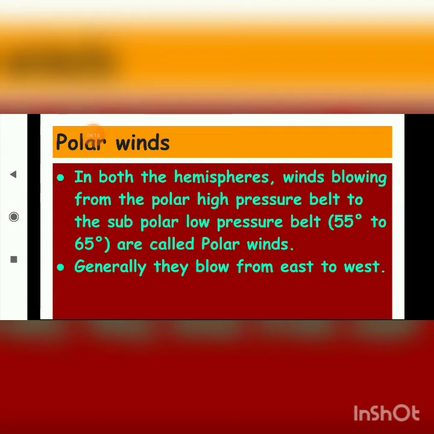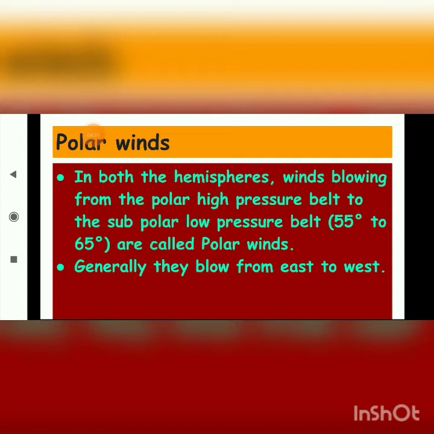Moving to our third one, polar winds. What are polar winds? In both hemispheres, winds blowing from the polar high pressure belt to the subpolar low pressure belt, that is 55 degree to 65 degree, are called polar winds.